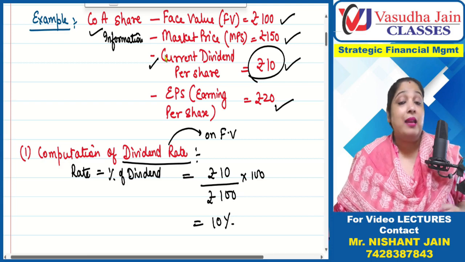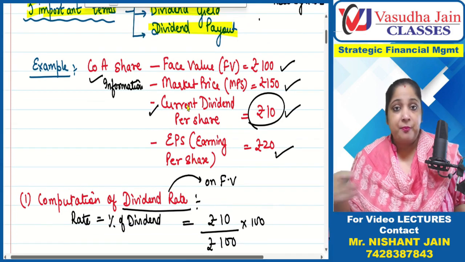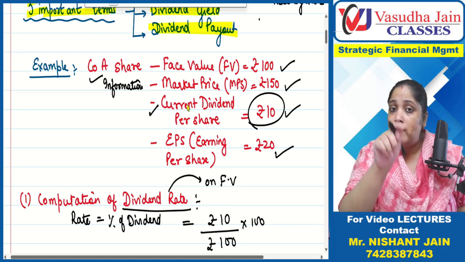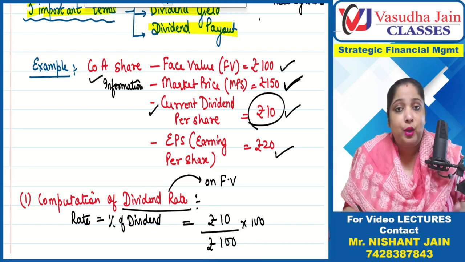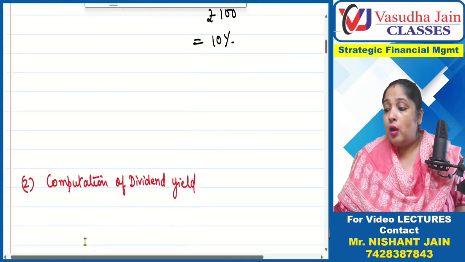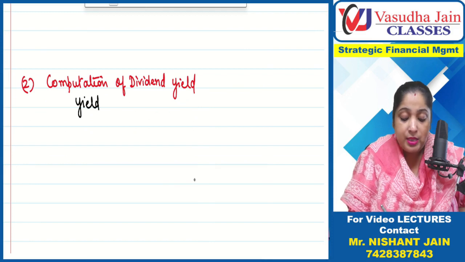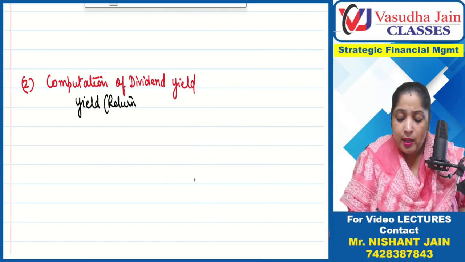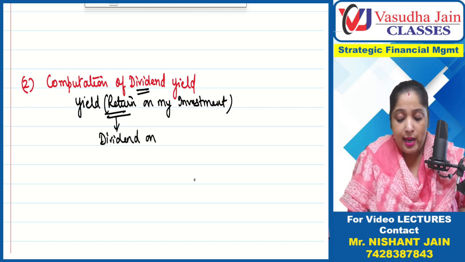But as an investor, I have not invested 100 rupees. If I have purchased this share, I have invested 150 rupees because this is today's market value. So I want to know the dividend yield, that is how much yield. Yield means return. How much return I am getting on my investment, that too in terms of dividend. This return has to be measured in terms of dividend. How much dividend I am getting on my investment.